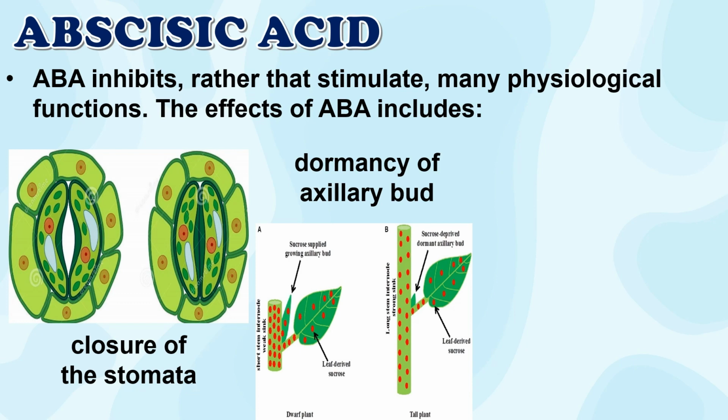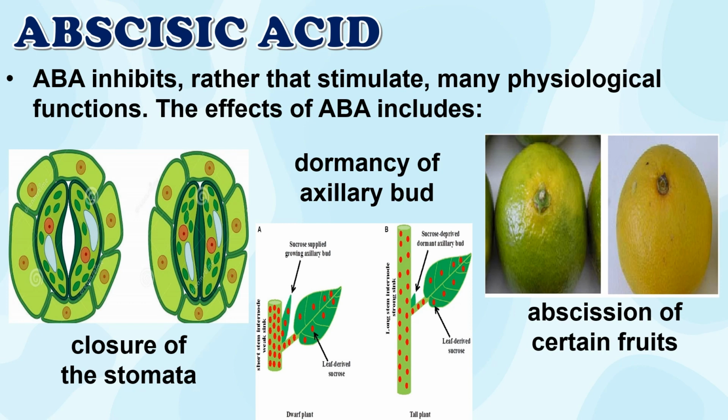So, next we have the dormancy of axillary bulb. So, pinipigilan po yung pagtubo or paglago po ng stem. So, next, abscission of certain fruits or reduction of chlorophyll, kaya nagye-yellow because of separation of the cell, kaya nag-abscission po yung ating fruit. Then, inhibition of seed germination. So, pinipigilan po yung pagsibol na galing sa pinakabuto po ng halaman.